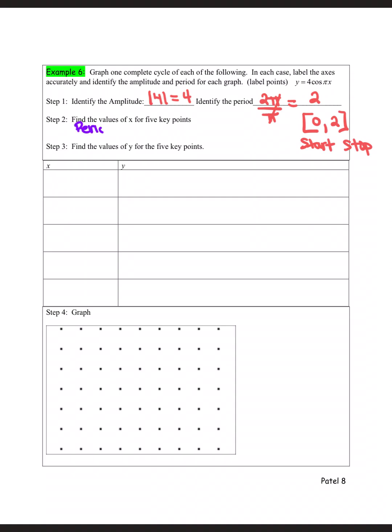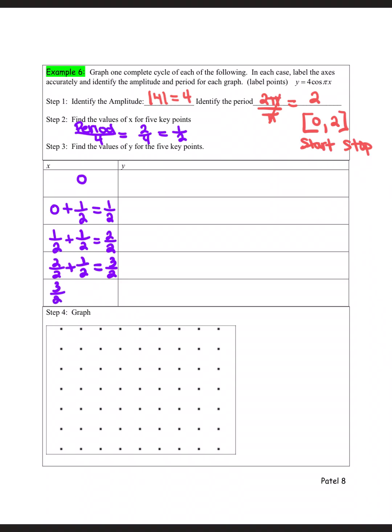So to find each spacing, it's going to be period divided by 4. So in this case, 2 divided by 4 is 1/2. Depending on what I need, I might not simplify the fraction, but it's 1/2. We're going to start at 0. 0 plus 1/2 is 1/2. 1/2 plus 1/2 is 2 over 2. I'm not going to simplify that yet. 2 over 2 plus 1/2 is 3 over 2. And 3 over 2 plus 1/2 is 4 over 2. And 4 divided by 2 is 2, and 2 divided by 2 is 1.